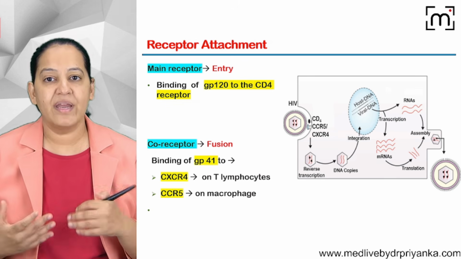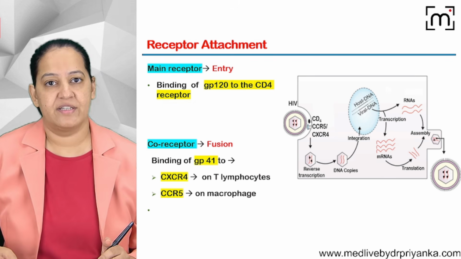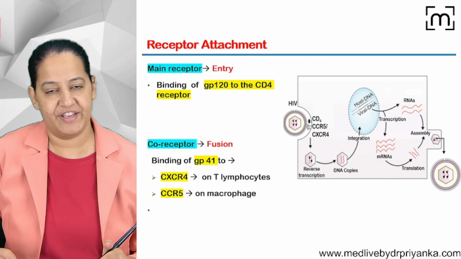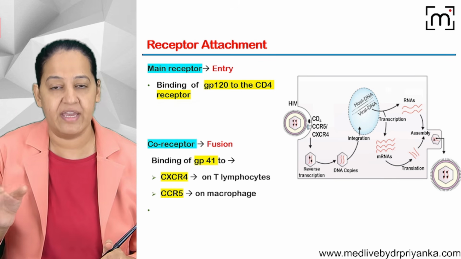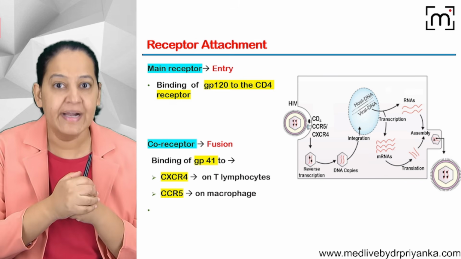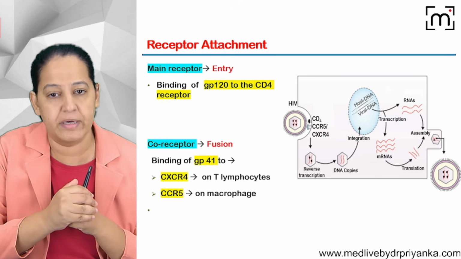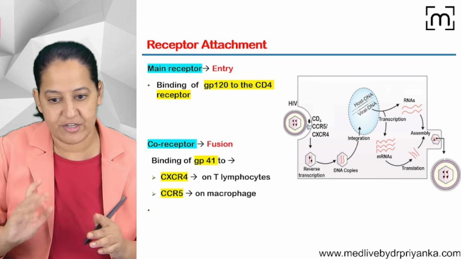Now you can understand the host cell is the human CD4 lymphocyte or macrophage. That is the target cell of HIV. Whenever HIV enters a human being, in the blood of a human being, it hits either the CD4 lymphocyte of that human or the macrophage of that human. So the target cell is the CD4 lymphocyte or macrophage.